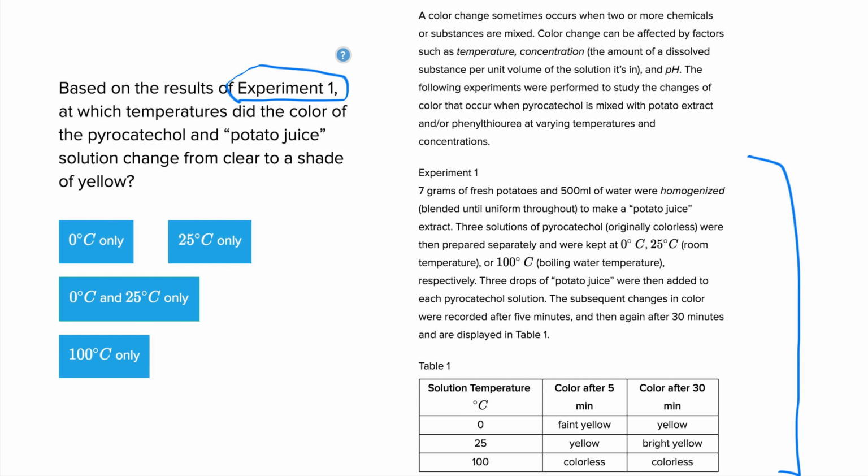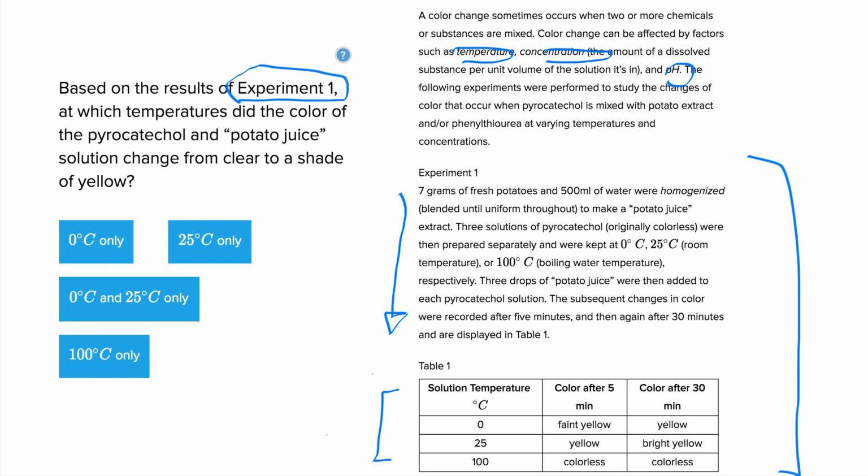Well, they're telling you here that sometimes a color change is going to occur when substances are mixed, and that factors such as temperature and concentration, as well as pH, are going to affect how the color change occurs. They tell you a couple more things about what the experiment will be, then they describe the experiment, and then finally, they give us a table with results.